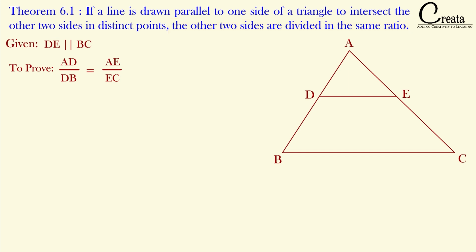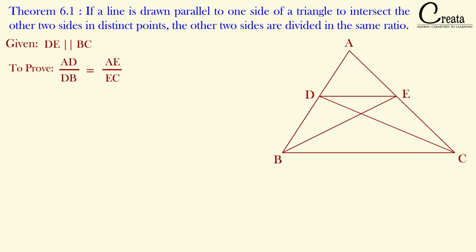Got it? Let's prove that AD upon DB will be equal to AE upon EC if DE is parallel to BC. Note that it is given DE is parallel to BC. If these two lines are not parallel, then the ratio will not be equal. Let's move further. Let's join the point D and C and also join the point B and E to form the line segment DC and the line segment BE.